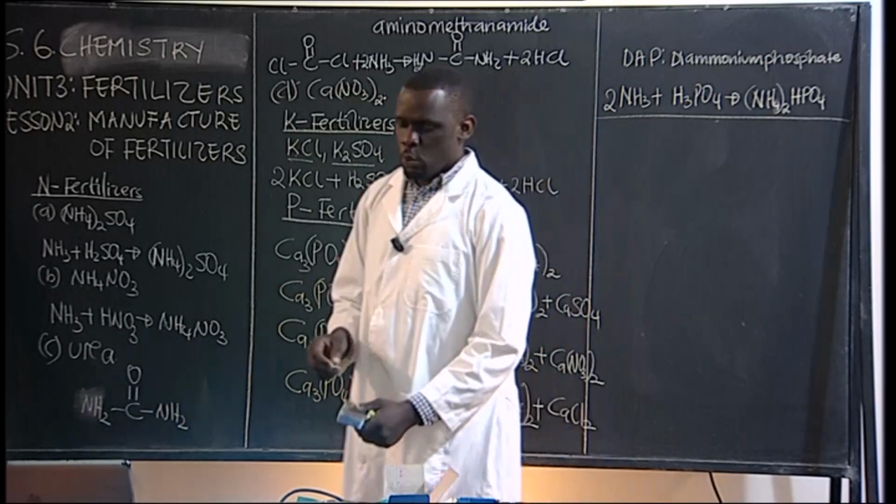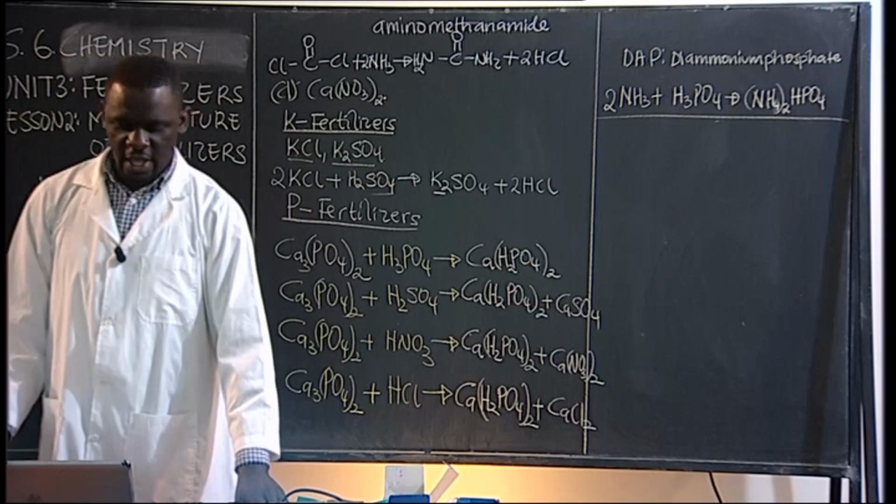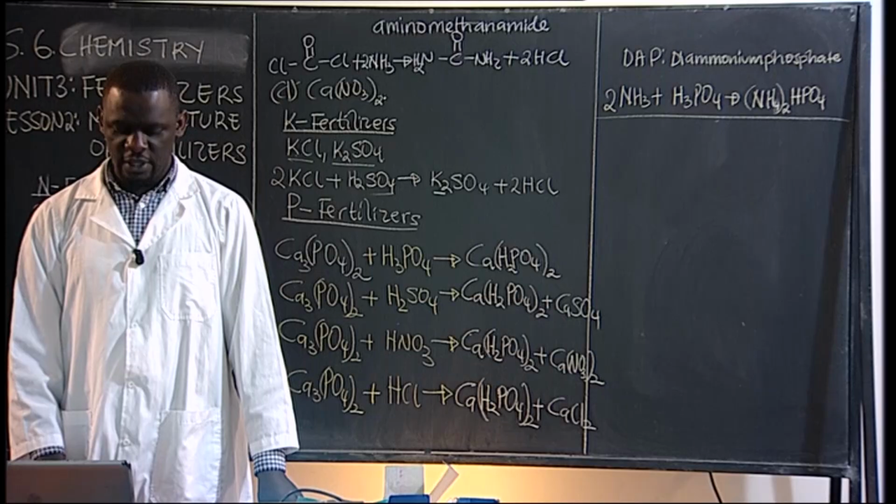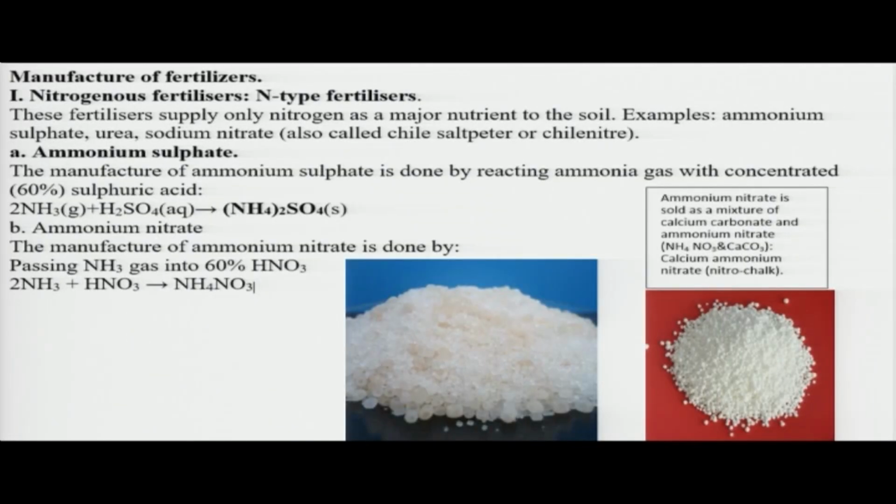So we are now going to go to our slides, and we are going to pass through what we have seen and try to make a better illustration. So nitrogenous fertilizers: we have given an example of ammonium sulfate, which is obtained from ammonia and sulfuric acid. There they are trying to give you the amount of sulfuric acid which is added.